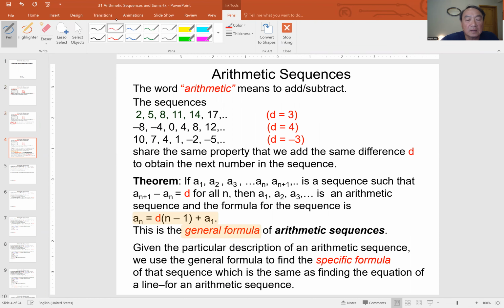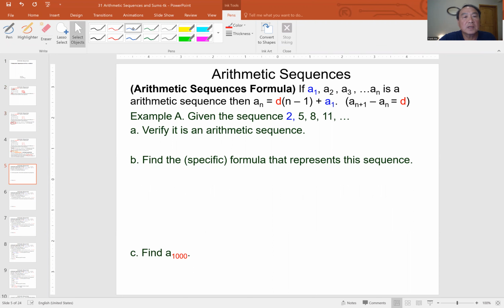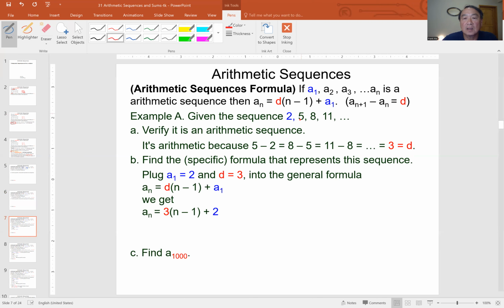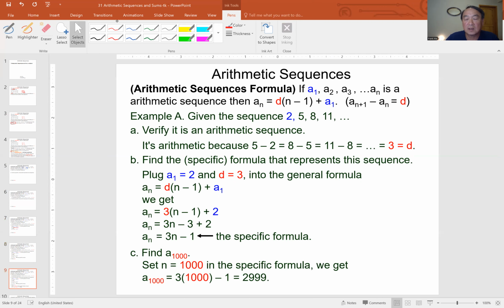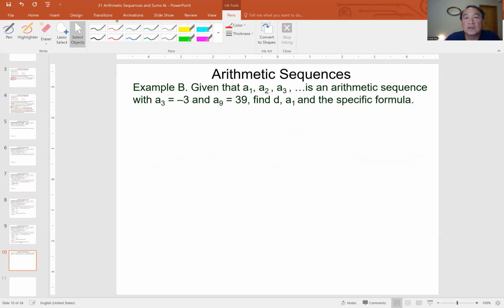And if I know a sequence is arithmetic, it's very easy to get the formula for AN. So if I know the information, for example, I need the first number and D to get the specific formula. So in this example, the sequence is arithmetic because the difference between two terms is 3. And I know what the first number is, and I know what D is, and so I plug into the general formula. Now I get the specific formula describing the sequence, and for the 1,000th term I plug in 1,000, and I get what the 1,000th term is equal to for this sequence.